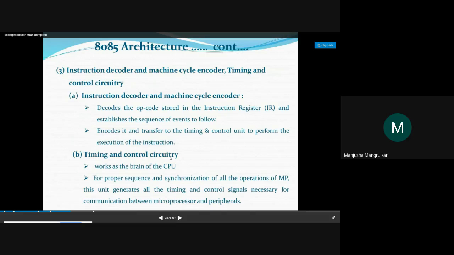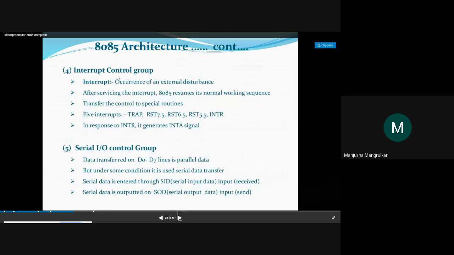Timing and control circuits work as the brain of the CPU. For proper sequence and synchronization of operation of the microprocessor, this unit generates all the timing control signals necessary for the communication between the microprocessor and peripherals. So that control has to be there.